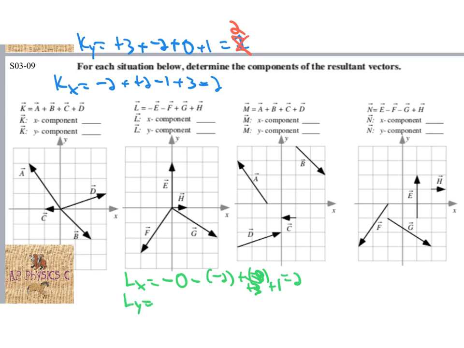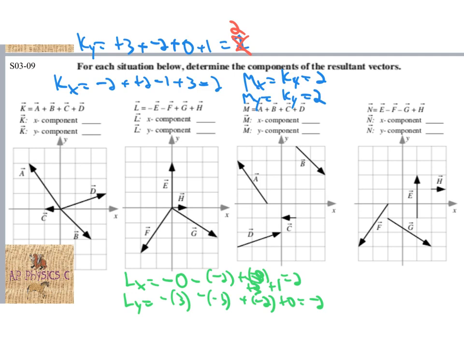And Ly, it's minus Ey, and Ey was 3. And then it's minus Fy, but Fy was minus 3. And it's plus G, but G has a minus 2 y component, and it's plus H, but that has 0, and so we end up with minus 2. And then we're going to take a shortcut, because M is also A plus B plus C plus D, and you can see that these are the same vectors. They've just moved all over the map for some reason. And since A, B, C, and D have the same definition, M equals K. That means that Mx equals Kx equals 2, and My equals Ky, which is also 2.